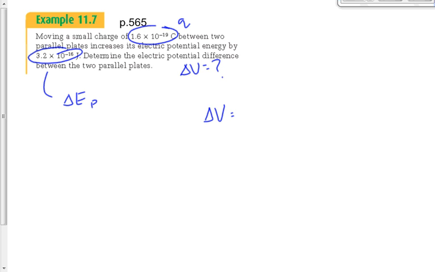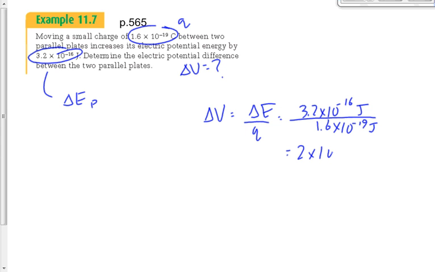We also know it's equal to delta E over Q. Let's say 3.2 times 10 to the minus 16 joules divided by 1.6 times 10 to the minus 19 coulombs. That works out to be 2.0 times 10 to the 3. It shouldn't be joules on the bottom, it should be coulombs, right? What are the units? Joules per coulomb, or 2.0 times 10 to the 3 volts, right? Okay.